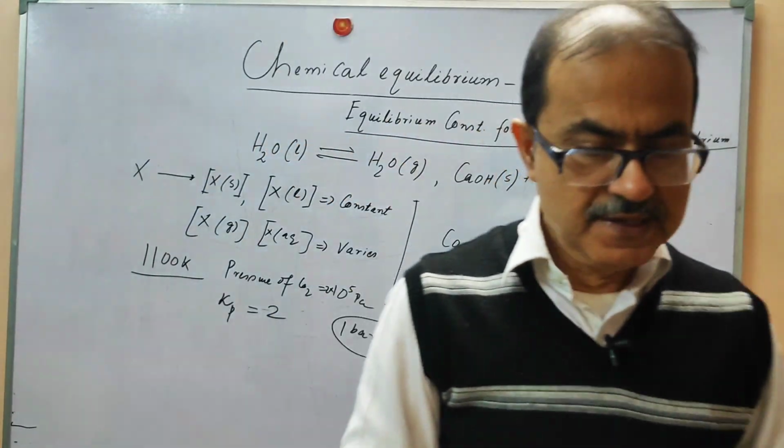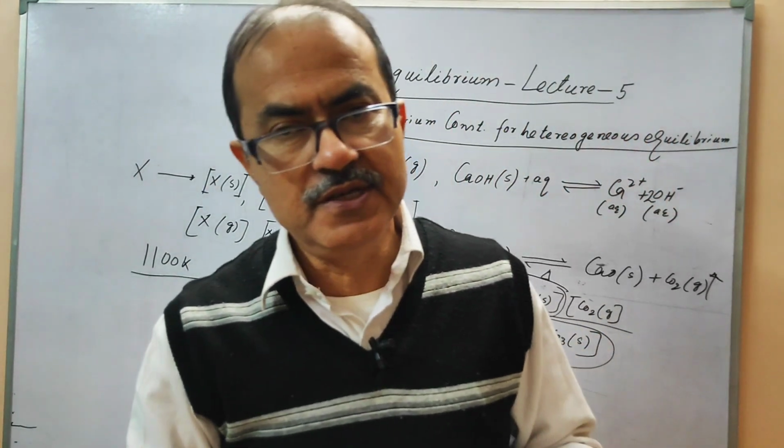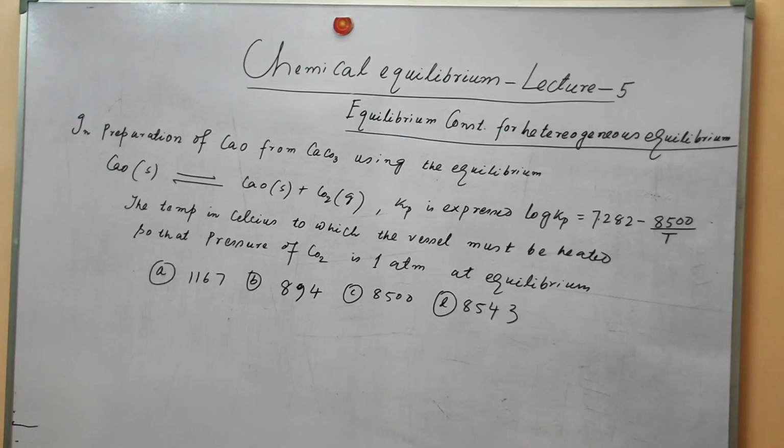So this is the heterogeneous equilibrium constant. This is the question: in the preparation of calcium oxide from calcium carbonate using the equilibrium, this is the equilibrium given, and Kp is expressed in this form. The temperature in Celsius to which the vessel must be heated so that the pressure of the carbon dioxide is 1 atmosphere at equilibrium, that you have to calculate.